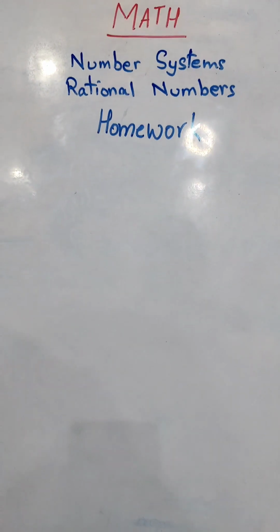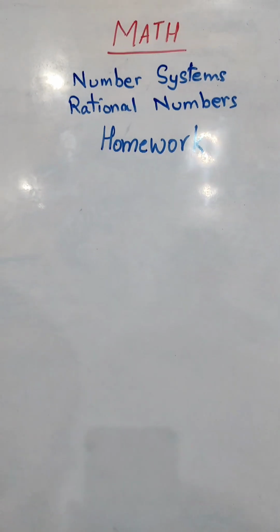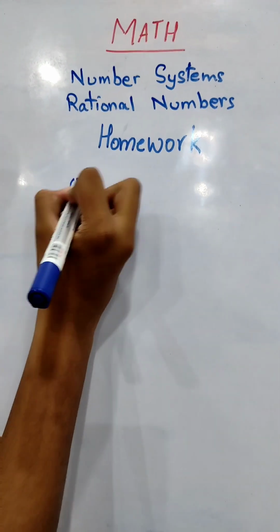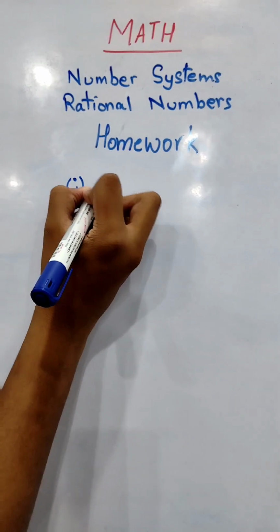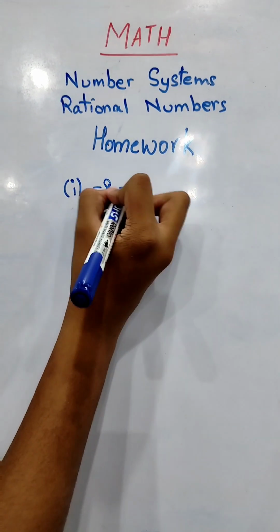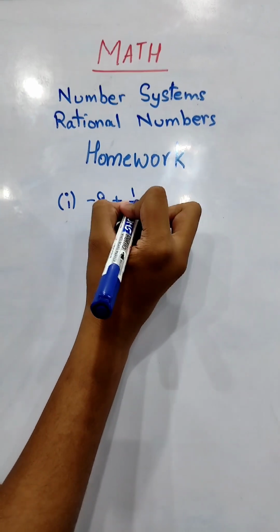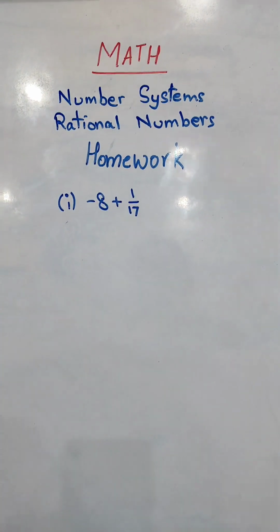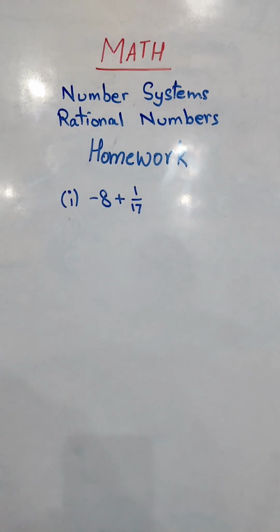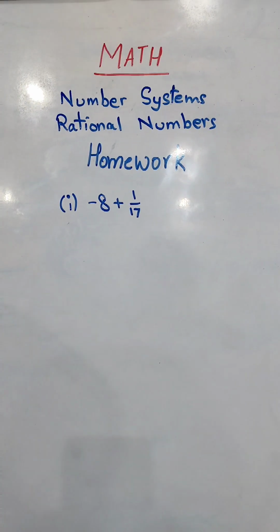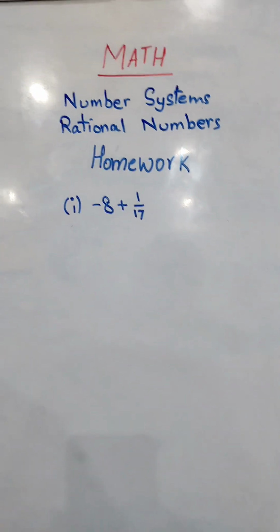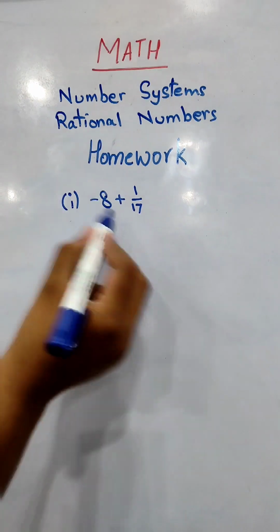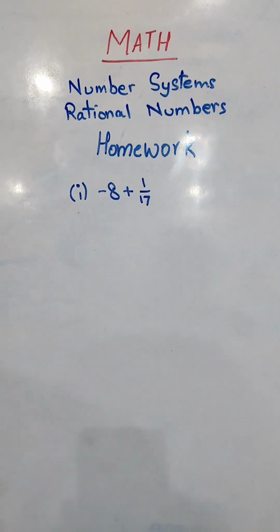For today's homework, we'll be taking some simple numbers. I want you to add these numbers. For addition, we will be taking -8 plus 1 by 17. Again, I already told you how to add these numbers, so we won't be going in detail with that. But if you can see, the number is prime, so all you have to do is multiply both the numbers till you get the LCM.